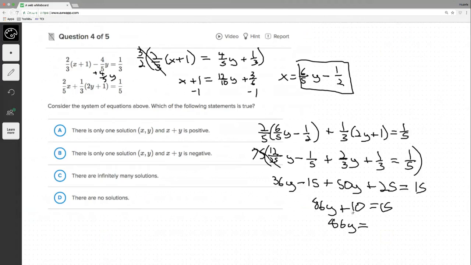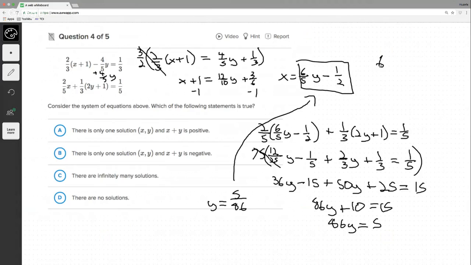86y equals, subtract 10 from both sides, 5. And then y equals 5/86. Oh my. All right. So then since y equals 5/86, we can plug that into any of these equations and we can get our x value. Let's plug it into here.